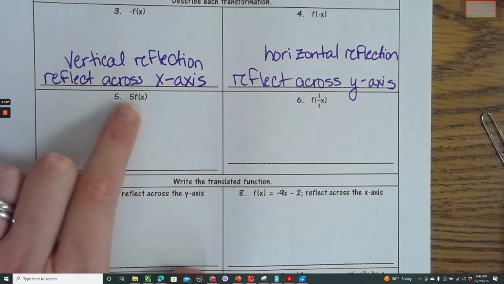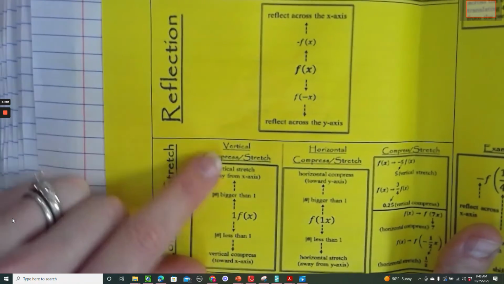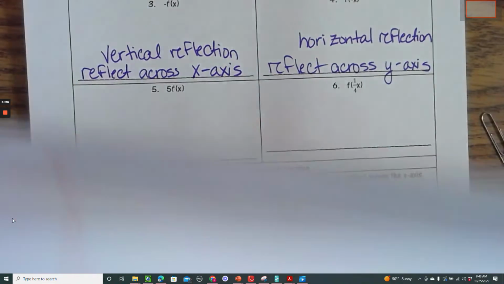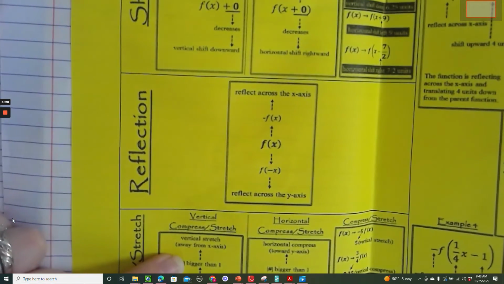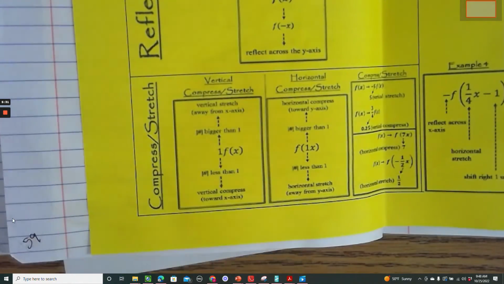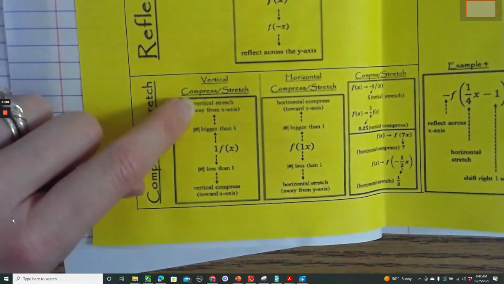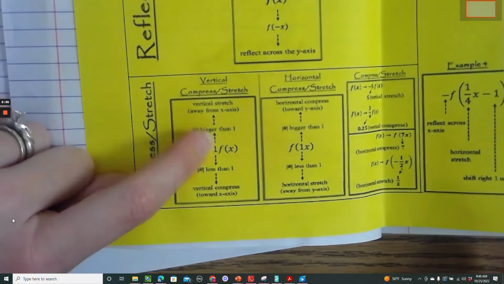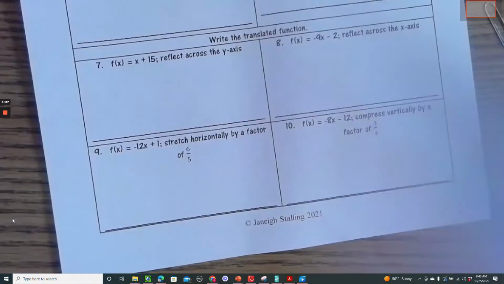So for this first one, I have a number out in front of the F. So that's this one. So we know it's vertical something. That number is a 5. So is 5 bigger than 1 or less than 1? Bigger than 1. So it's a vertical stretch. Just follow the arrows.